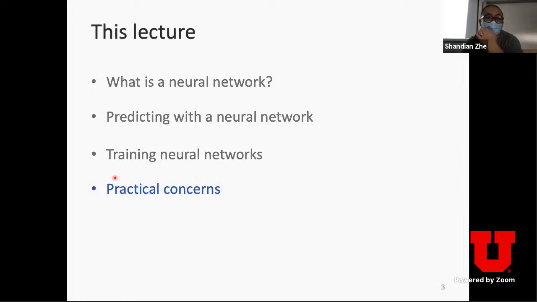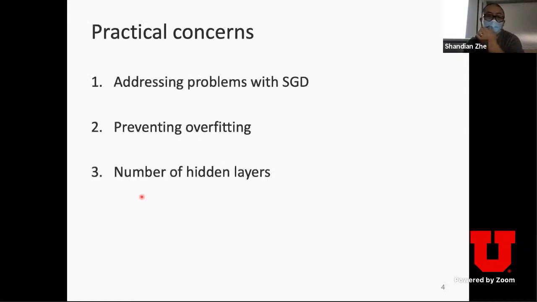Okay, last part for discussion: practical concerns, right? We're going to talk about three major practical issues when you apply neural networks. First is the problems when running stochastic gradient descent. Stochastic gradient descent is a dominant technique to train neural nets, right? You will see it in nearly all neural network applications. But stochastic gradient descent is not perfect. It also has many issues, which we're going to discuss later, and we'll talk about the general strategy to address those issues.